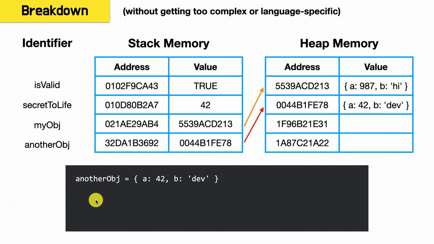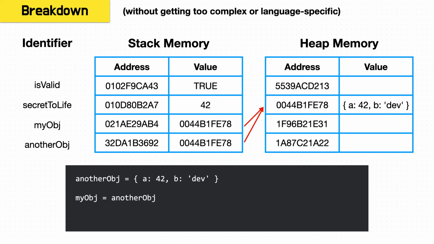But now for anotherObj, let's set it equal to a new object. Since it's a new object, we use a new memory slot in the heap and initialize a new object. So now anotherObj has its pointer or its reference to memory to this new item. This had no effect on myObj because this hasn't been changed. It's still referencing the old object. If we set myObj to another object, now they're both referencing the same memory location again, and neither is pointing to the old one.